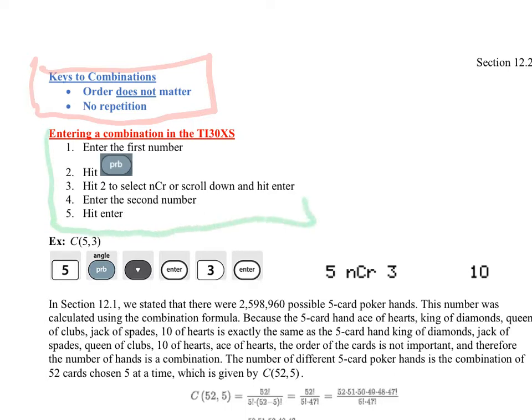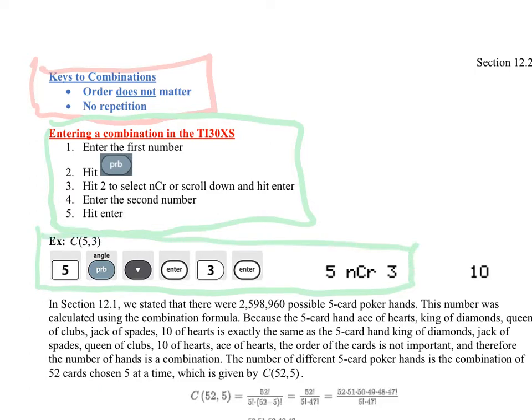You hit the first number, which would be the total number, the larger of the 2 numbers. You hit the PRB button, then hit the number 2, or just scroll down and hit enter. And then you enter the second number and hit enter. So here's the keystrokes that it looks like. For instance, if I had 5 things, I wanted to pick 3 of them where order did not matter, these are exactly what I put into my calculator.